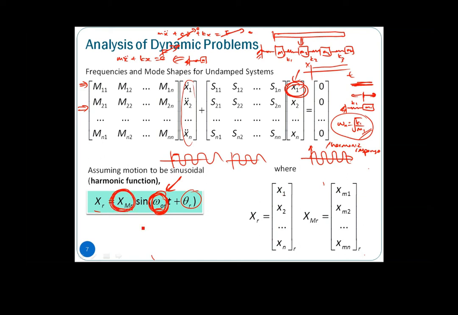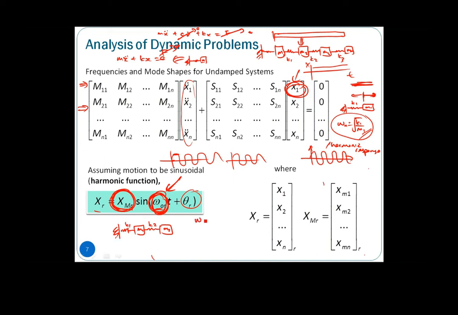So if you have a 2 degree of freedom system, for example here, M1, M2, with K2, K1, fixed here, you have 2 natural frequencies.